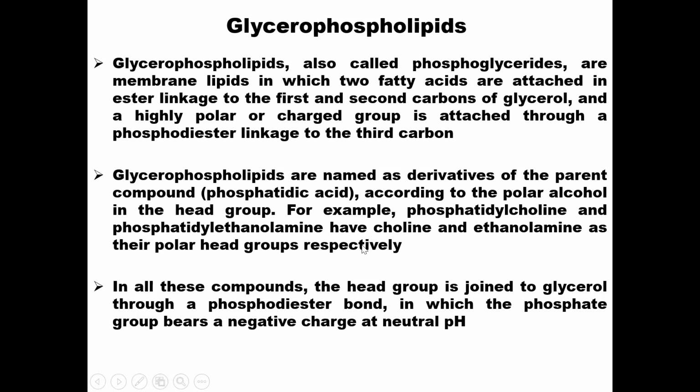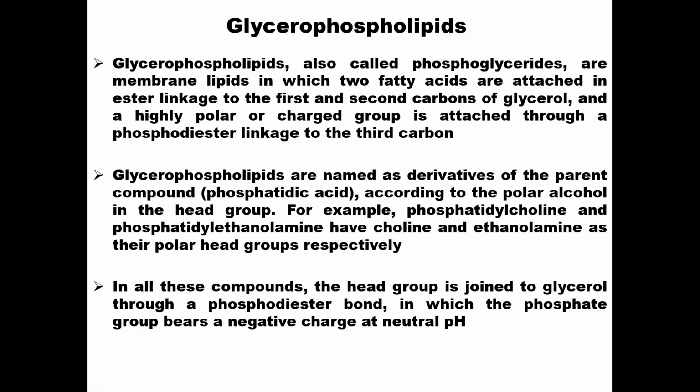Now, according to the polar alcohol group found in the head group, that is attached to the phosphoric acid functional group, for example, if you have phosphatidylcholine and phosphatidylethanolamine. For phosphatidylcholine, you have choline attached to the what? Phosphoric acid. While in phosphatidylethanolamine, you have ethanolamine attached to the what? Phosphoric acid group, which is the polar head group. You understand that.